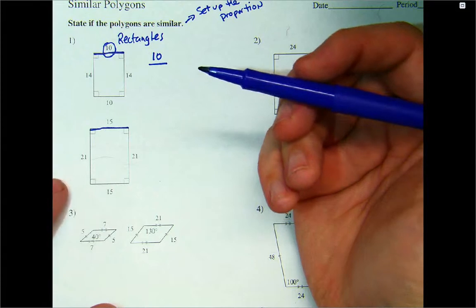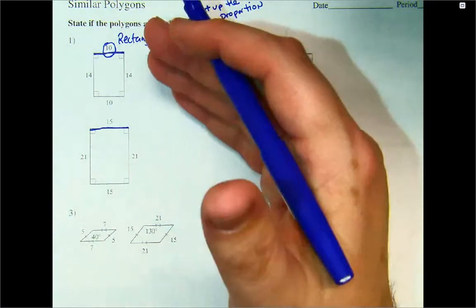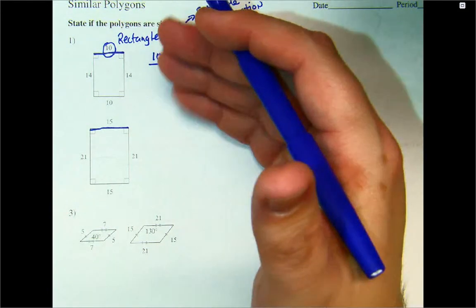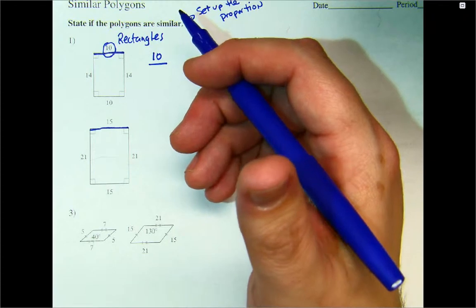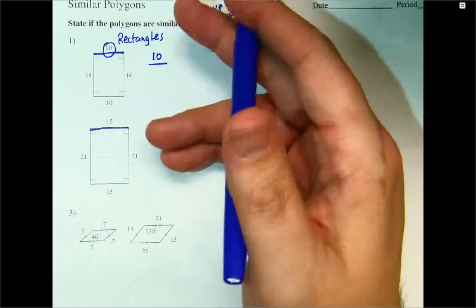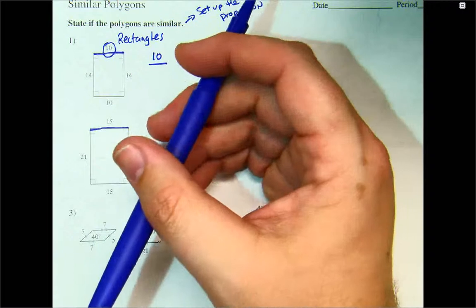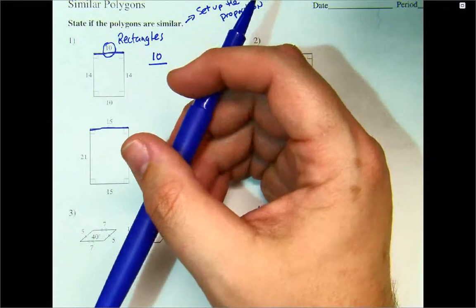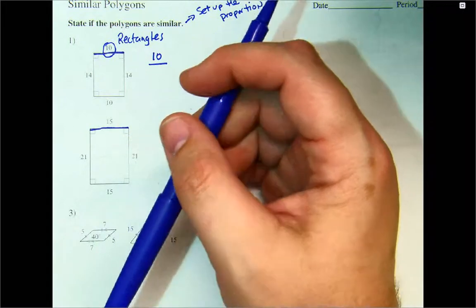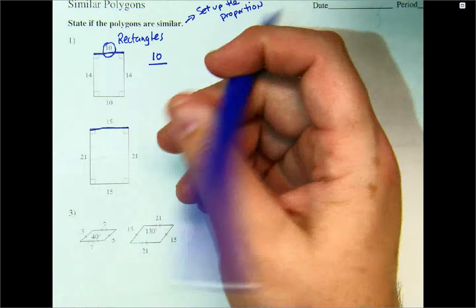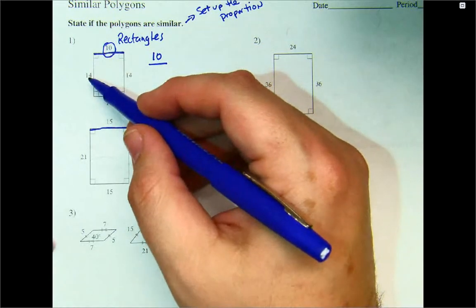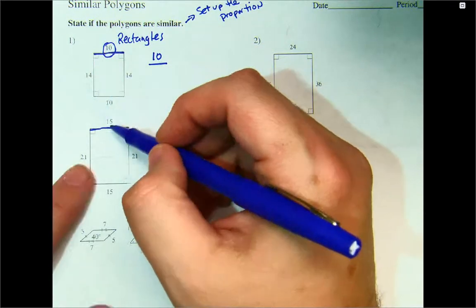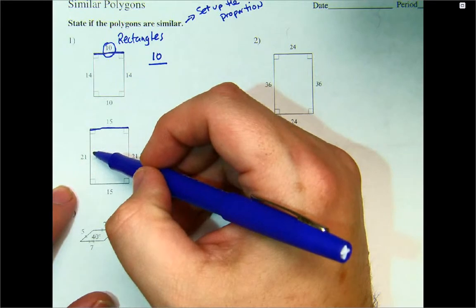It's kind of the same side and they're orientated the same. That's one way of looking at it. That's 100% correct. But another reason, not the smaller angle, but the smaller side. 10 is the smallest side in the 10 by 14 rectangle, right? 15 is the smallest side in the 15 by 21.